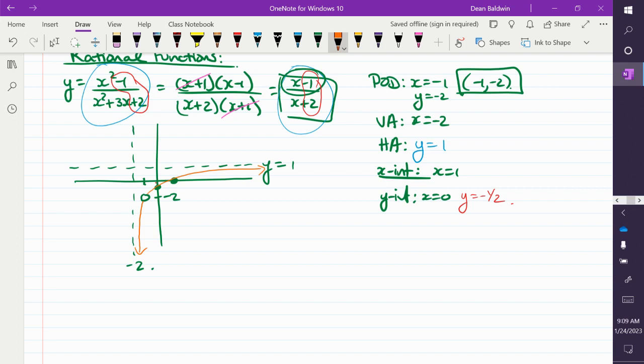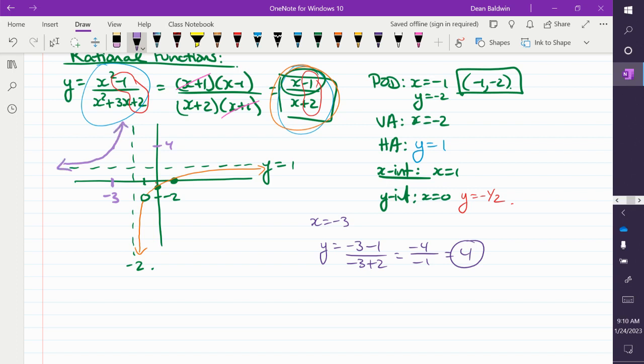What else do we do? What do we have to check now? The other side of the vertical asymptote, right? To see where the other part of the graph is. Any number that's to the left of -2, so if you put -3 in, if I do it to the factored form, x is equal to -3, I'm going to get -3 minus 1 over -3 plus 2, -4 over -1, which is 4. So that means at -3, we have a y value of 4, which is somewhere up there. All I care about is that it's above the horizontal asymptote. And then the graph looks like that.